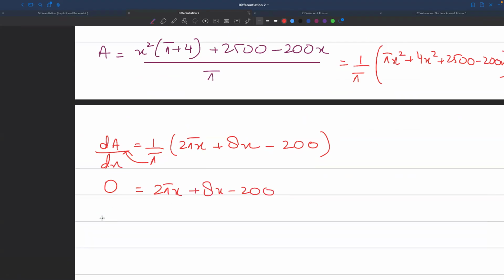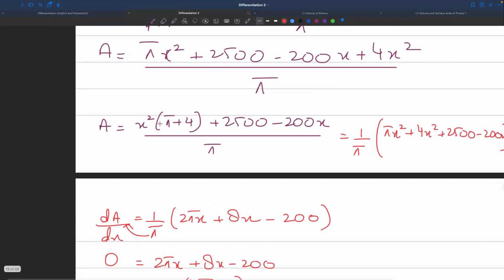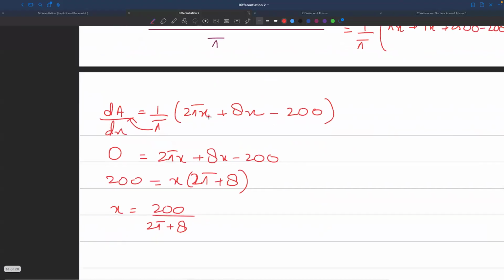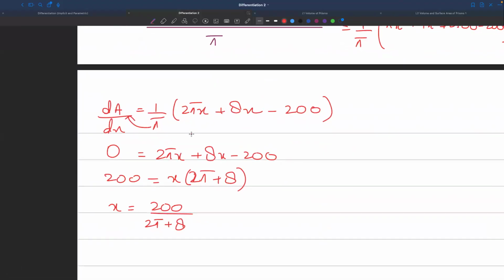And now I can easily find the value of x because I will take 200 on the other side, take x common. I will get 2 pi plus 8. And finally, x will be... right? Once you have the x value, you put it back into this a value and you will get the stationary value of a. That's it.